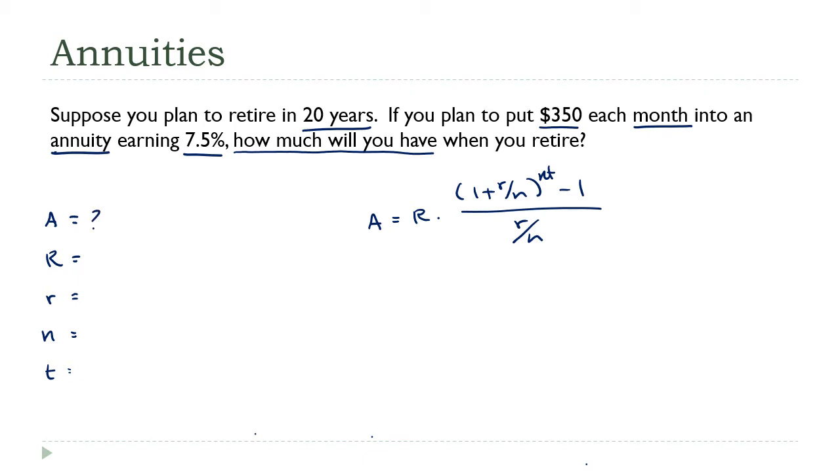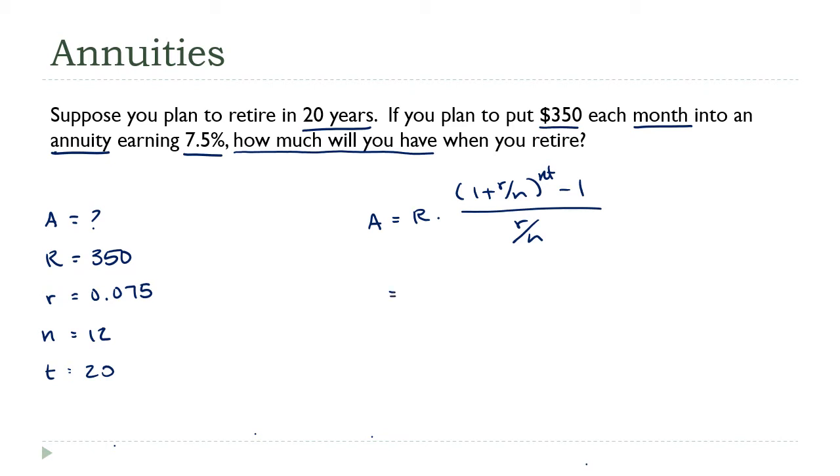A is the future value. That's how much I'm looking for: how much will you have? Capital R is the payment. That's $350 a month. Little r is the interest rate, 0.075. And we're doing this monthly, so n is going to be 12. And t is the time. We're going to let this ride for 20 years.